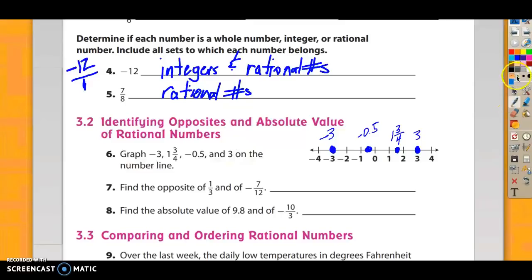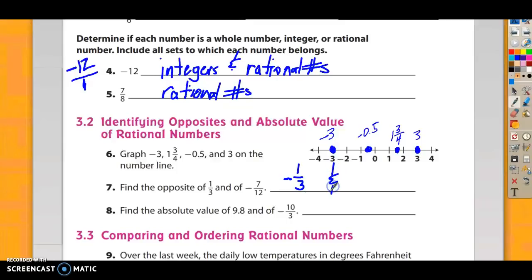And number 7 says, find the opposite of 1/3 and of negative 7/12. Well, the opposite of 1/3, the rational number that's the same distance from 0 but on the opposite side of the number line, is simply going to be negative 1/3.